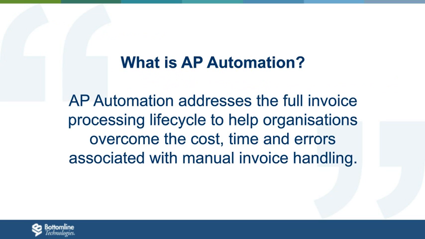So what exactly does AP automation do? I'm going to read out this slide because it's simple. AP automation addresses the full invoice processing life cycle to help organisations overcome the cost, time and errors associated with manual invoice handling. And as you're going to hear today, modern ERP processes are very efficient, but paper-based processes can interrupt them, and time and again we see surveys that talk about how much they impact the efficiency. Now AIM has recently carried out some work, and they're saying that introducing paper into these ERP processes can reduce the efficiency of those processes by up to 300%.